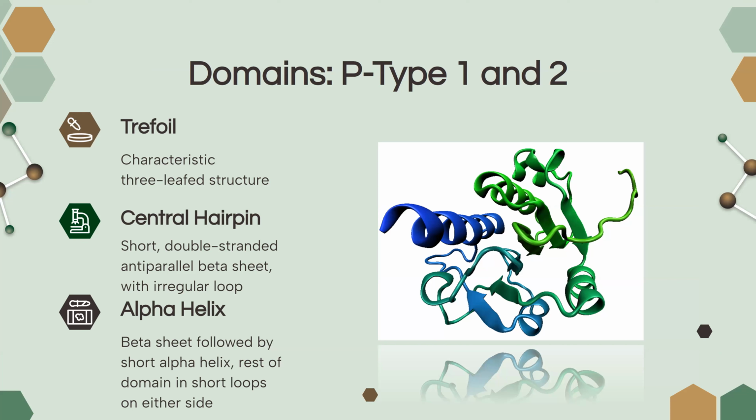The central core of the domain consists of a short double-stranded antiparallel beta sheet, which is capped by an irregular loop and forms a central hairpin at loop 3. The beta sheet is followed by a short alpha helix with the majority of the remainder of the domain contained in 2 short loops which lie on either side of the central hairpin.